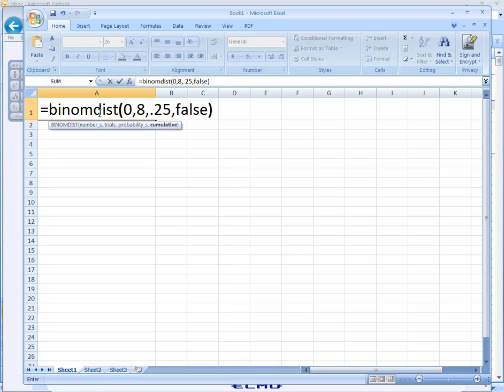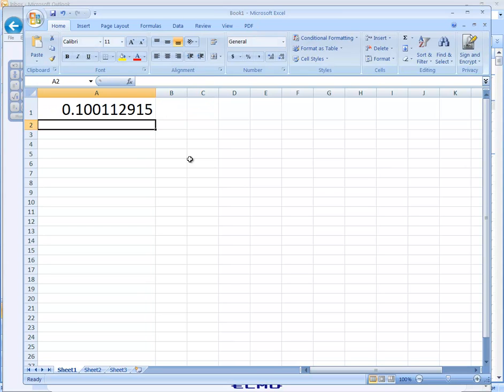Now the false/true is the tricky part here. I do false if I'm not wanting a cumulative. At 0 it won't matter, we'll get the same number. But true tells it to take the cumulative. That means everything from that number down. So if this was a 2, it would calculate the probability of 0, 1, or 2. False would mean just calculate the probability of 2. We'll show you that again in a minute. So it returns back 0.10.